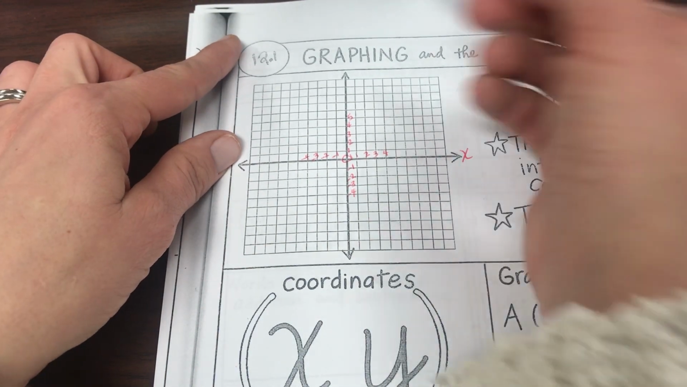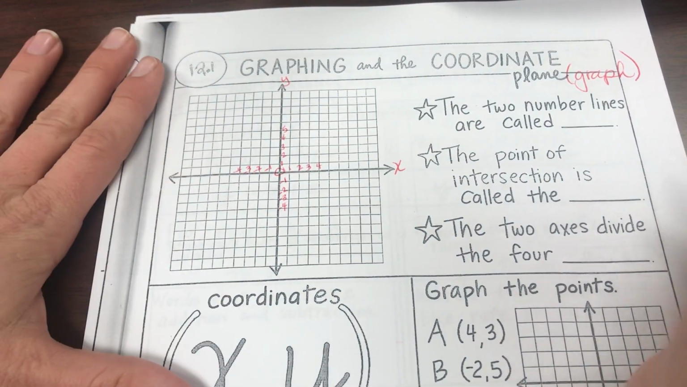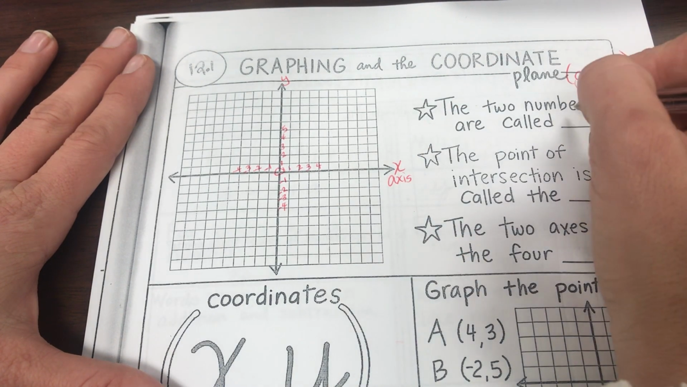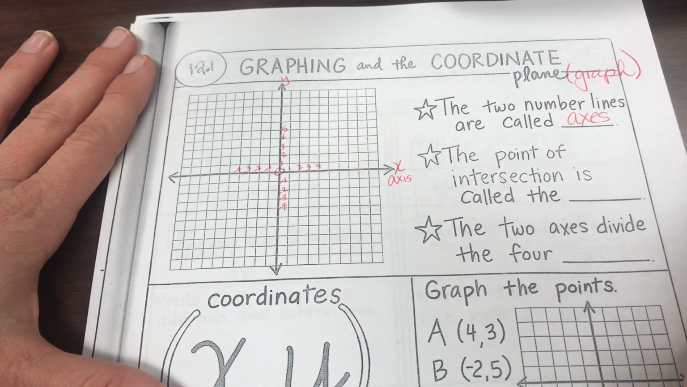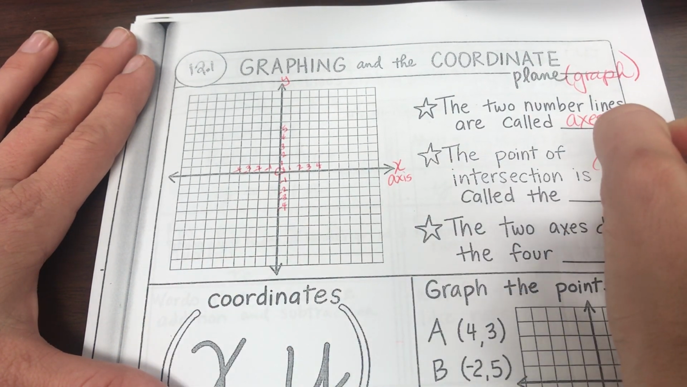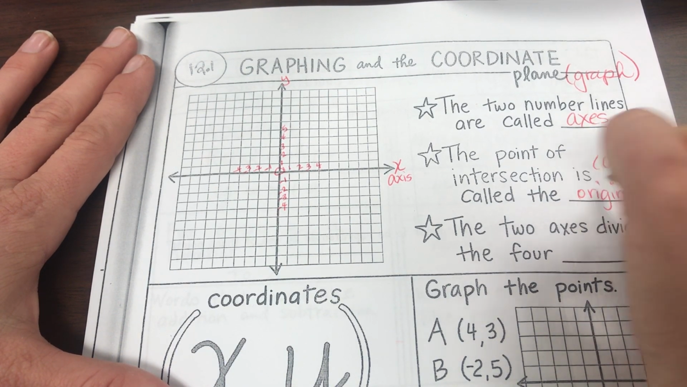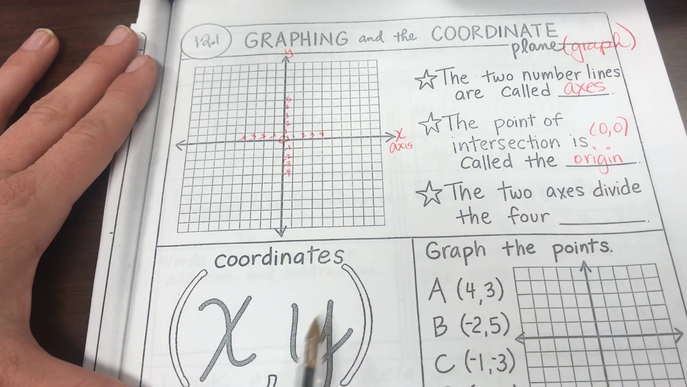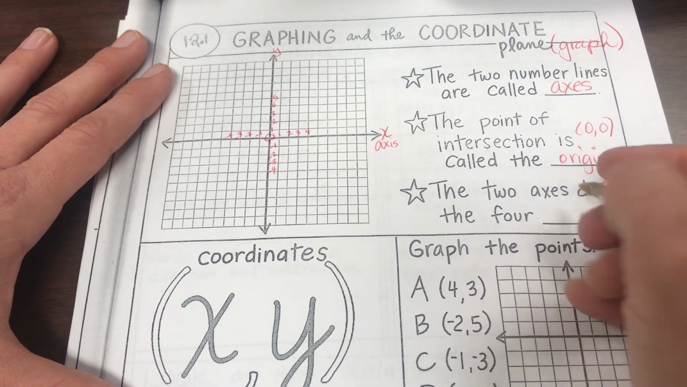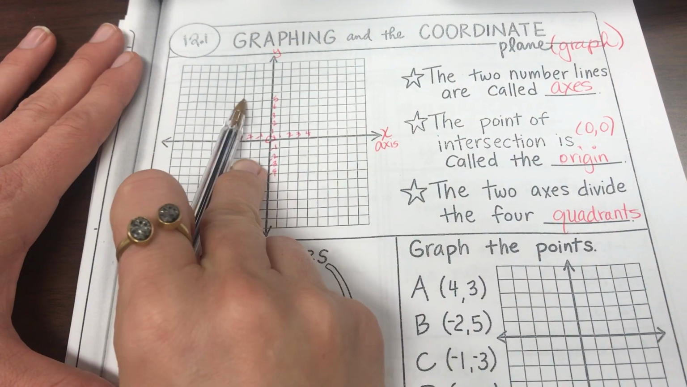So this is the x-axis and this is the y-axis. All right, so you have two number lines, and singular is called an axis, but plural is called axes. So the point of the intersection, where it's 0, 0, that's called the origin. So you always start at the origin when you're trying to put a coordinate on a graph or a plane. The two axes divide the plane into four quadrants. So instead of sections, we call these four quadrants.